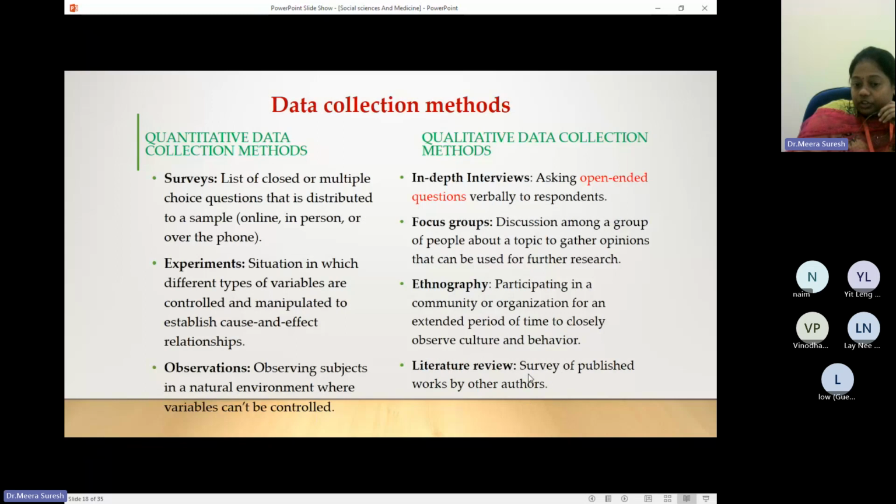It can also be a literature review from the published work or the earlier one. But here I will go more into in-depth interviews and focus groups.